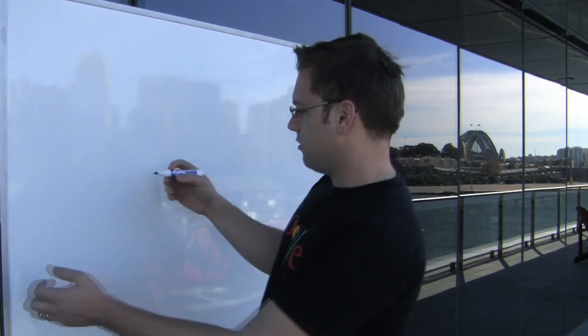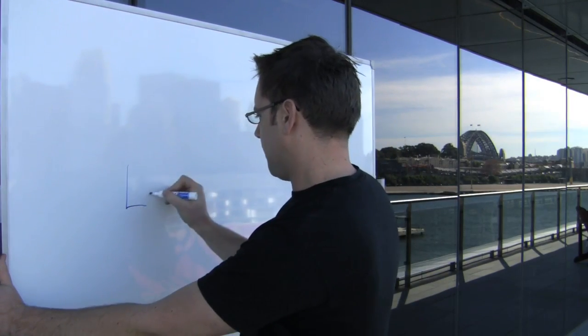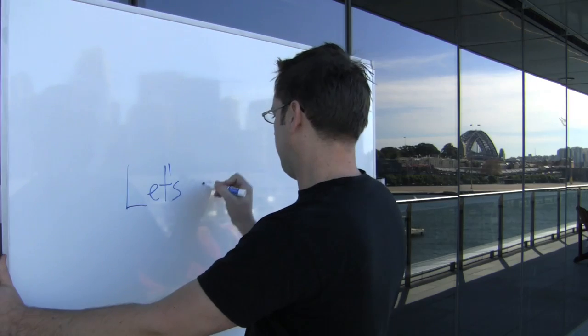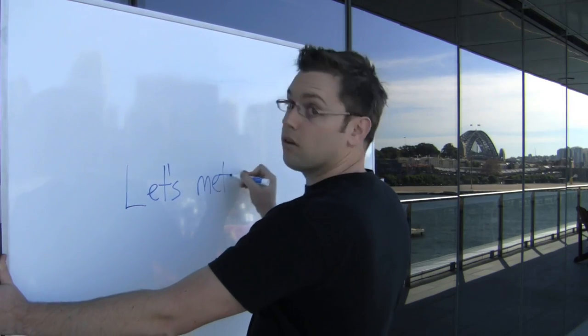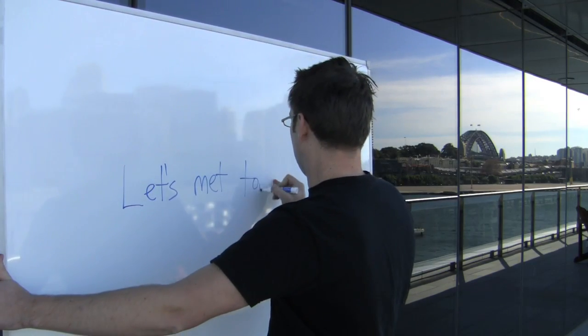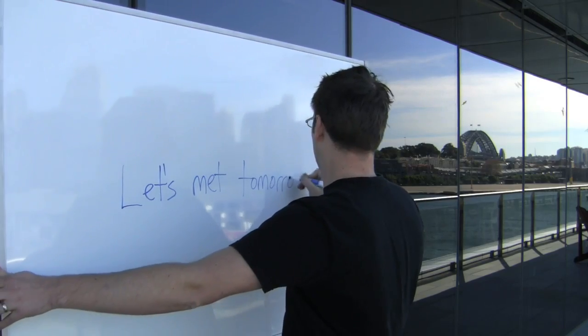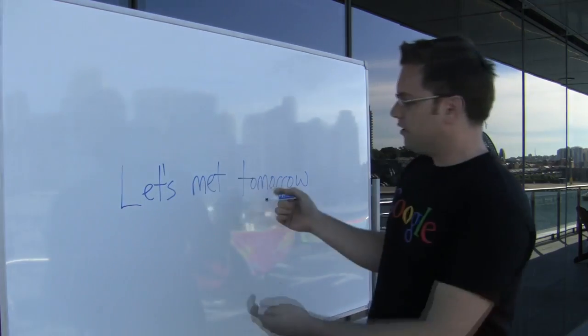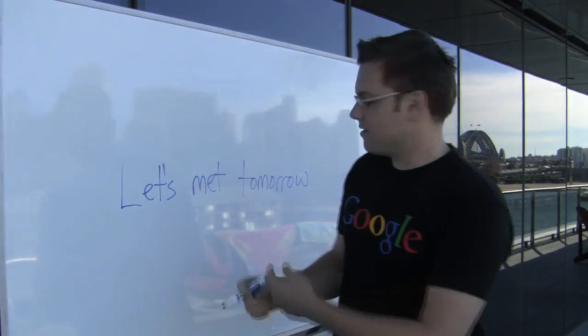I'll start with an example. It's probably the easiest way to explain. Let's say you want to meet up with one of your friends. You're having a chat. So you write, "Let's meet." Whoops. Tomorrow. So here you see I've made a mistake. I've written met instead of meet here. My finger slipped on the E.